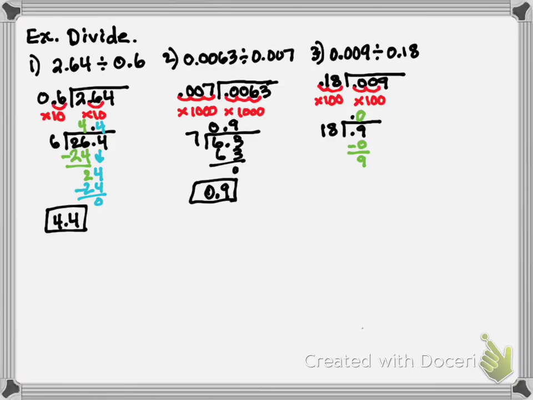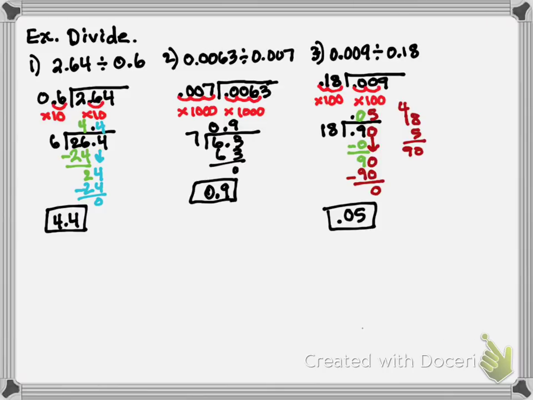Remember old Mr. Annex? Yep, we're going to annex a 0, and we're going to bring him down. Oh, man. Guess what? If I multiply 18 by 5, we get 90. So my guess is going to be a 5. I get 90, and it terminates. So my answer works out to be 5/100. Okay? Pretty quick and cool.